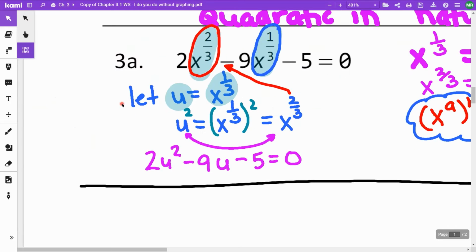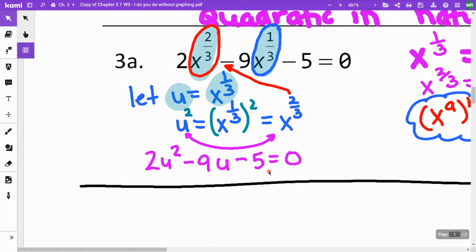I said u equals x to the 1/3. I'm going to zoom in. Okay. Then what am I going to do? I'm going to square both sides. So I'm going to take this middle term, this x to the 1/3. I'm going to have it be u. I am going to square this side and I get a u squared. I'm going to square this. So when I take x to the 1/3 and I square it, power to power, I multiply. So this right here is the same as my u, but squared. So then I'm going to rewrite this as 2u squared minus 9u minus 5 equals 0.